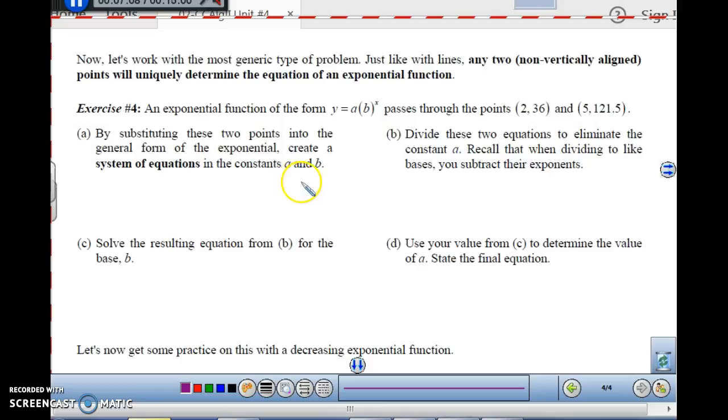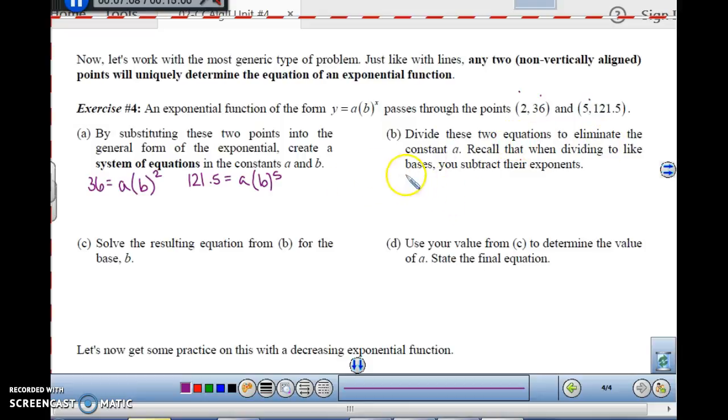All right, so for our first equation, y equals a b to the x would be 36 is equal to a times b to the x, which would be 2, so b squared. My second equation would be 121.5 equals a times b to the 5th. Now divide these 2 equations to eliminate the constant a.